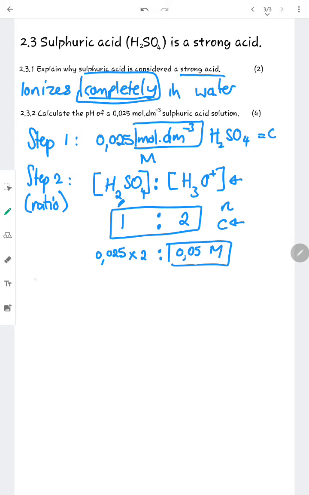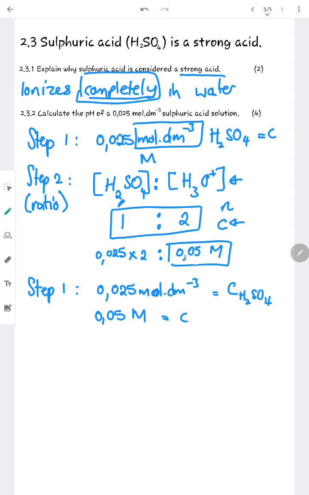So now I have step 1. Still in step 1, hey? Because we can't go to step 3. That is now where you're substituting. So still in step 1. Now what information do I have? I have the concentration, mole per decimeter cubed, of sulfuric acid. And I have the concentration now of my hydronium ions. So this is the information that I have, the concentration of my hydronium. This is the only new information that I have.